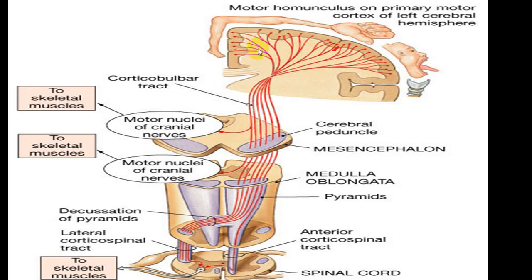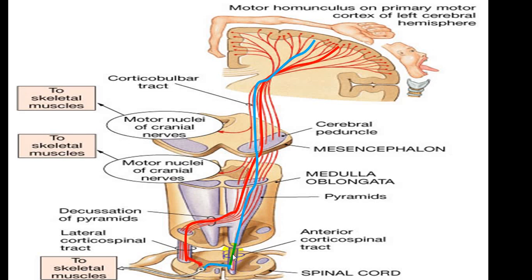And you can see that the fibers will descend. They will cross at the lower part of the medulla to the opposite side, and then end in the anterior horn cell. This is the upper motor neuron. Now the other group of fibers will not cross. 10% of the fibers will remain on the same side, and they will cross in the anterior commissure and then end on the opposite side anterior horn cell.